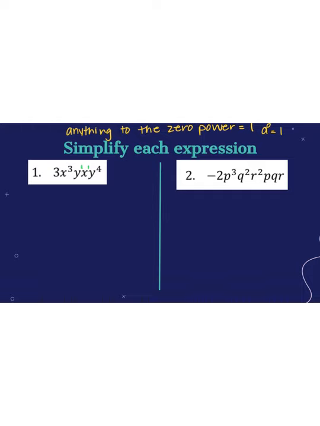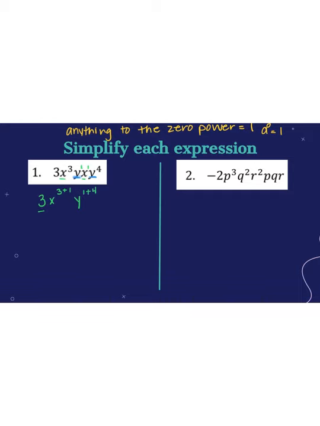So now we're going to go out. I know my first number is going to be a 3, so I'm going to start by putting a 3 on the outside. And then I'm going to start with my x, and I have x to the third right here, and I have x to the 1. So I'm going to say 3 plus 1. And then I'm going to write in my y's. I have y to the first and y to the fourth. So I'm going to write in y to the first plus the fourth.